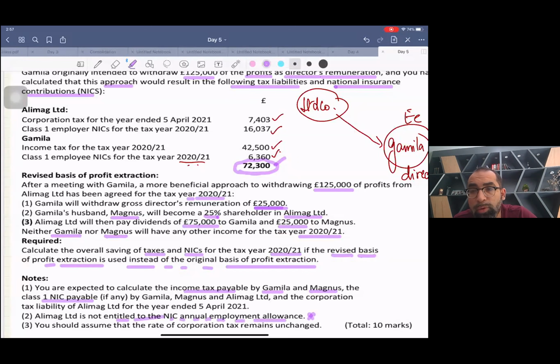They have clearly written no employment allowance for Class 1 employer NIC. You have studied an employment allowance, but it is not available in this question. Even by law, if a company has only one employee and that employee is the director, normally you are not eligible for that employment allowance. But luckily, they have clearly instructed in the requirement. You should assume that the rate of corporation tax remains unchanged.